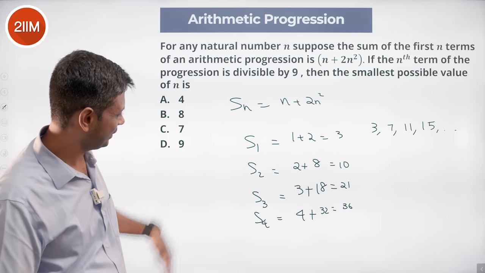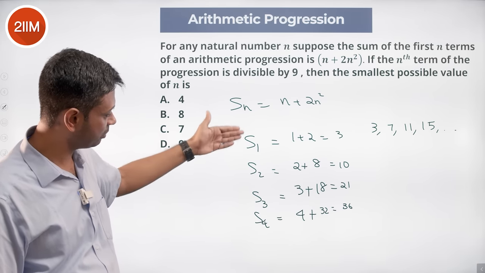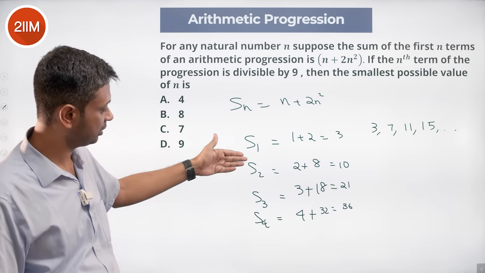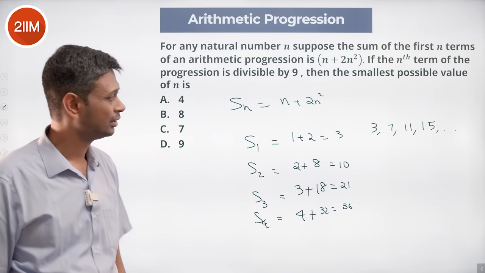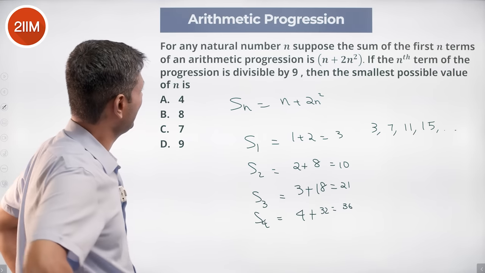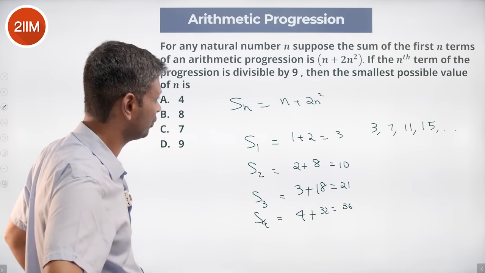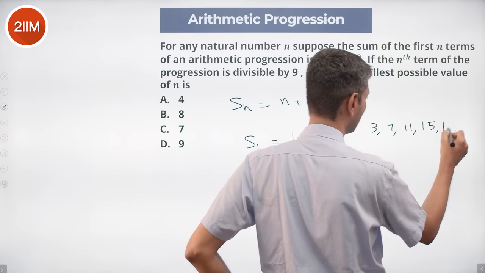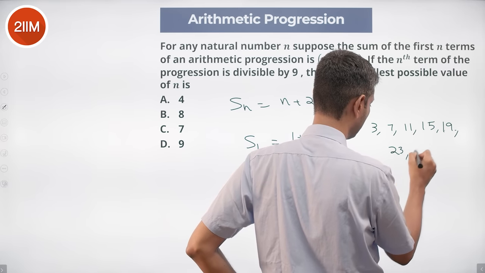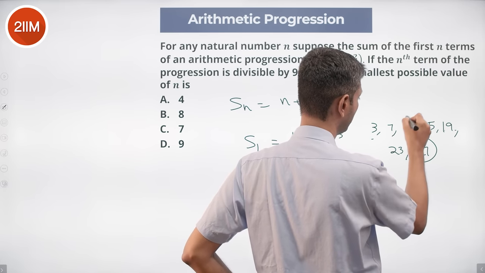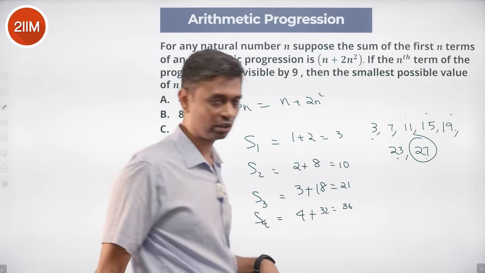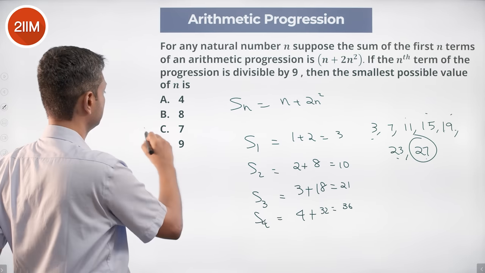Done. First term, sum up to one term, two terms, subtract this minus this, that's the second term. This minus this, that's the third term. This minus this, that's the fourth term. So we've got our sequence. If the nth term of the progression is divisible by 9, the smallest possible value of n is 3, 7, 11, 15 didn't work, 19, 23, 27, this works. 1, 2, 3, 4, 5, 6, 7, 7th term works.